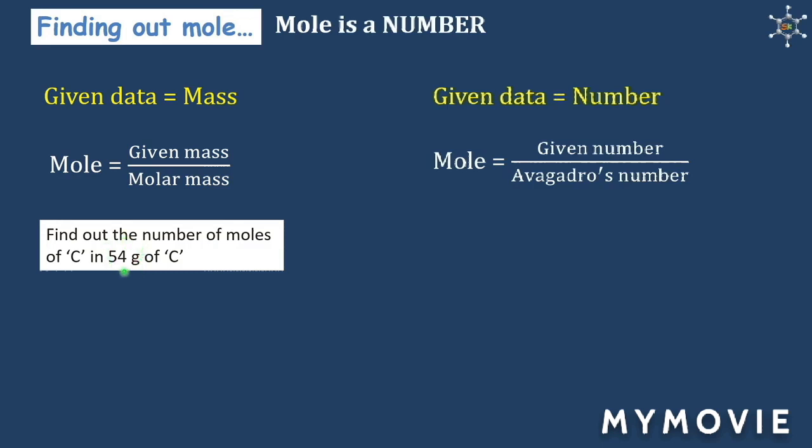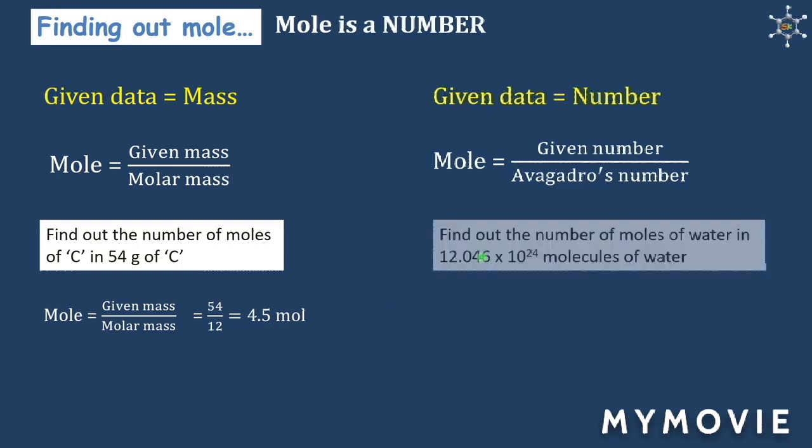Given data is in the form of mass. So, the equation is mole equals given mass divided by molar mass. Given mass is 54 gram and molar mass of carbon is 12 gram. With this ratio, we get the answer as 4.5 mole.